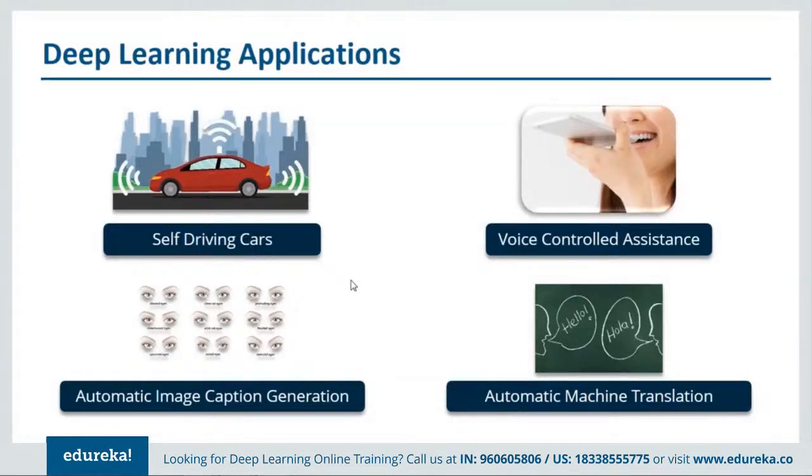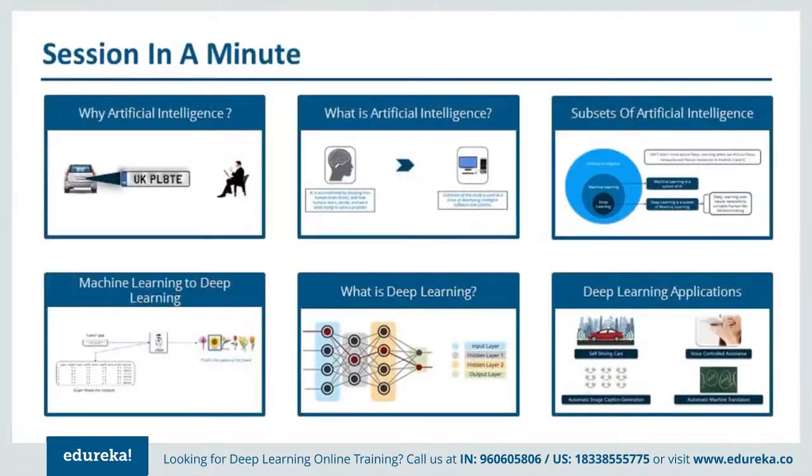So this is it for today's session on what exactly is deep learning. We'll move forward and I'll just give you a quick summary of what all things we have discussed. So first we saw why we need artificial intelligence. Basically, things that humans cannot perform, we want a machine to learn and do those tasks for us. Then we understood what exactly is artificial intelligence and what are the various subsets of artificial intelligence like machine learning, deep learning, etc. So we first focused on machine learning.